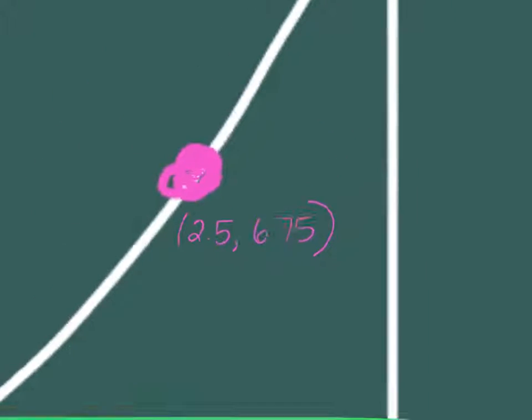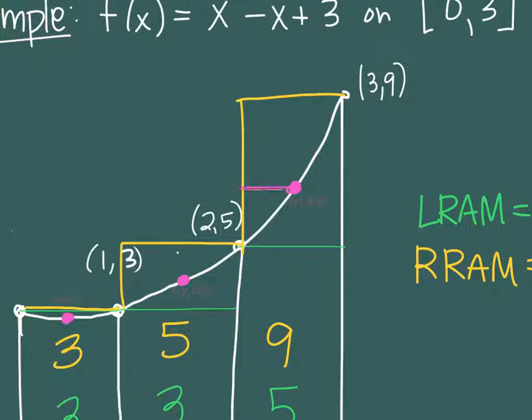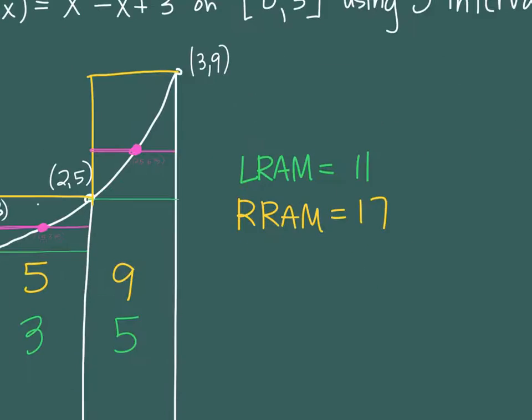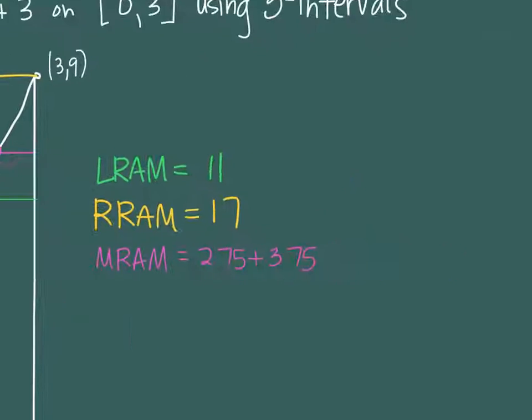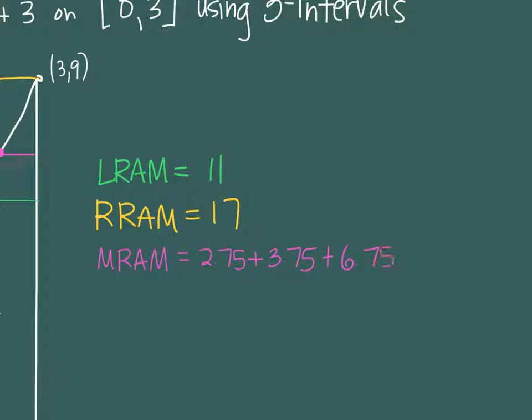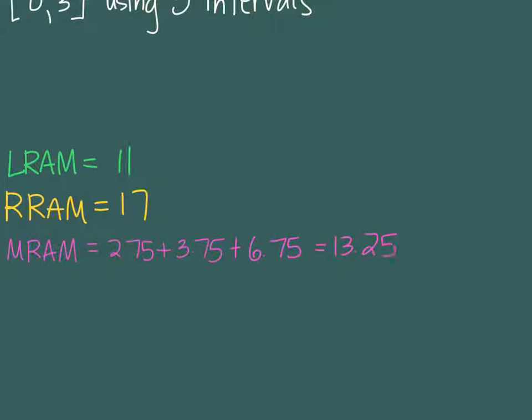Because the bases are all 1, at the midline I draw the height. That's going to give me a much better approximation because at the midline, it's partially under and partially over the curve. And so my MRAM is the addition of all of those heights. So it's 2.75 plus 3.75 plus 6.75, which is 13.25, which is going to be the most accurate estimate so far.